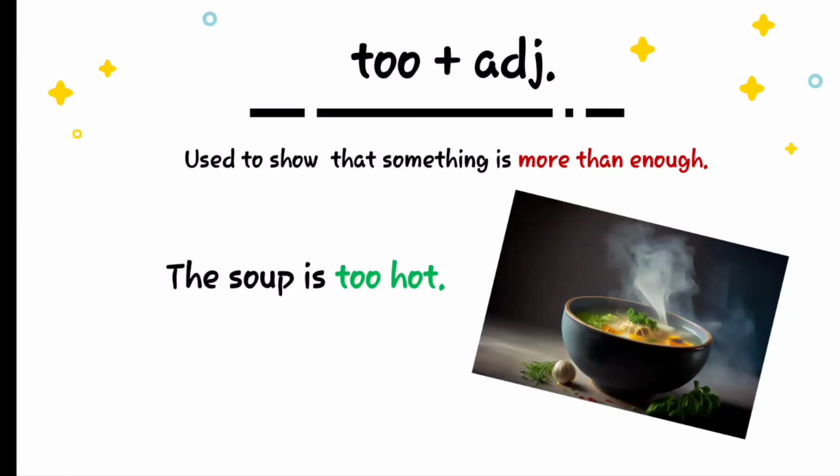Too plus adjective. Too plus adjective is used to show that something is more than enough. For example, if I say the soup is too hot, I mean that the soup is almost boiling, that I need to blow on it in order to avoid getting burnt.